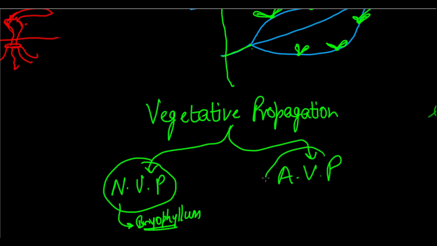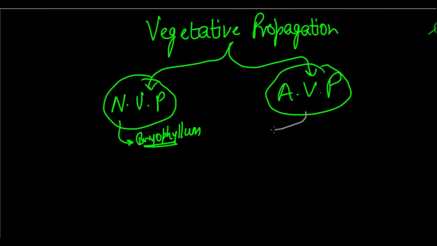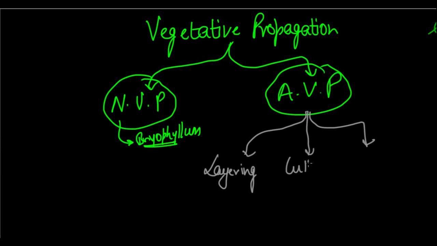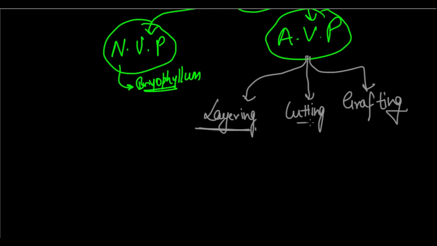And artificial vegetative propagation is where you're doing some modifications to purposely generate vegetative propagation. Example, no need for an example for now, but there are further three kinds of artificial vegetative propagation. There is layering, there is cutting, and there is grafting. Layering, cutting, and grafting, right? So layering basically involves a layer. You are putting a layer, right? So I would tell you how this is basically done. Layering and cutting and grafting.